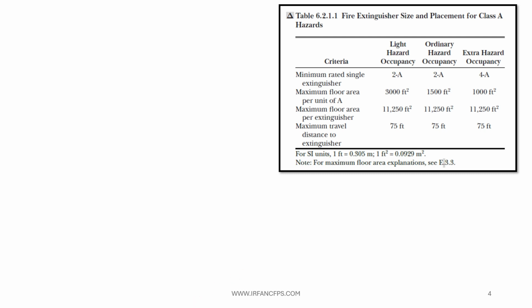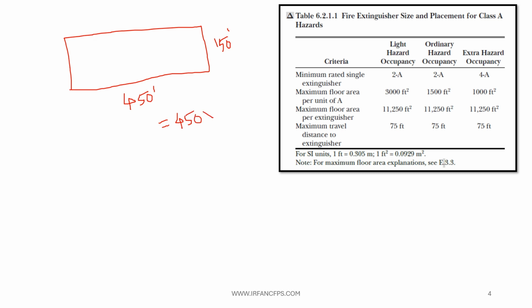Basically, I told you that, for example, you have a building floor area of 450 feet length and the width is 150 feet. Then we need to calculate the total area of this building. So 450 feet by 150 feet will be equal to 67,500 square feet.